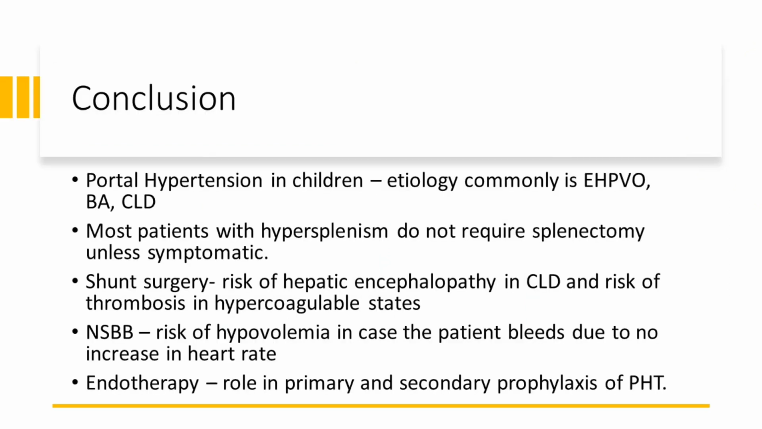So portal hypertension in children, etiology is mainly extrahepatic portal vein obstruction, biliary atresia, or chronic liver disease. Hypersplenism, please do not treat unless the child is symptomatic. Shunt surgeries, when we are planning, there's always a risk of encephalopathy and ascites that will develop. And most of these children, especially Budd-Chiari or extrahepatic portal vein obstruction, have an underlying thrombotic tendency when we do a thrombotic workup. And if you're going to do shunt surgery in them, your shunts may also get blocked. So that is another issue that occurs with doing shunt surgery in them.